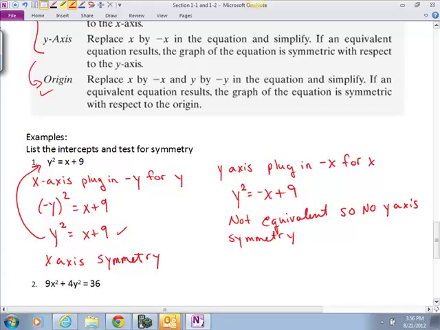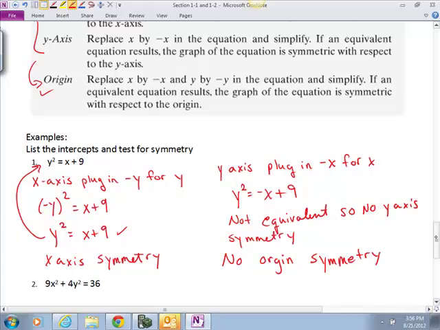And since you don't have y-axis symmetry, you don't have origin symmetry, because you have to have both x and y. But you could imagine that if you put a negative y in and a negative x in, you're not going to get exactly the same. So no origin symmetry occurs on this one either.